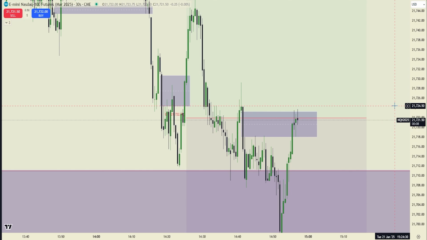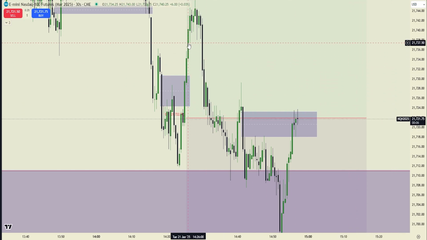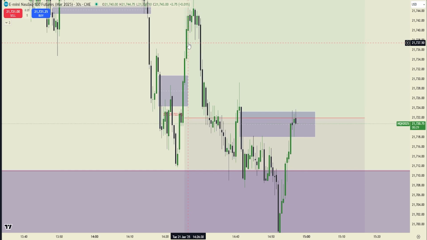And we just need to watch price inverse this 30-second gap. Is this A plus? No, but it's an A setup.